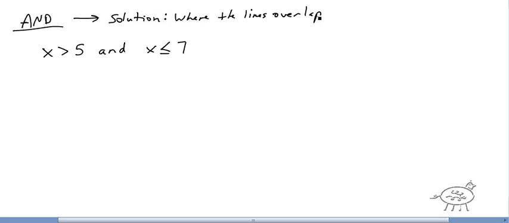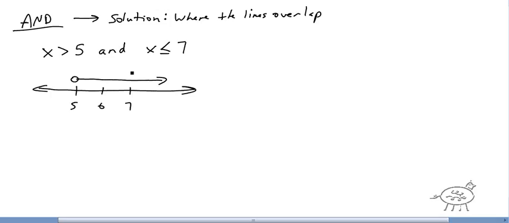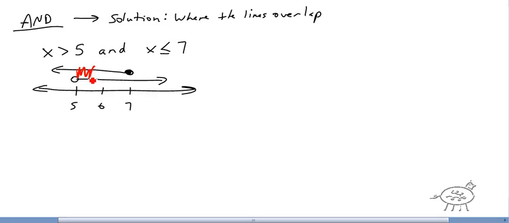Now remember, with an OR problem, wherever there was a line on the graph, that's part of the solution. Now you're going to see where those lines overlap. Okay, that's your solution. So if I graph this, I have it's greater than 5 and less than or equal to 7. Okay, the overlap is right here. So the solution is going to be between 5 and 7.